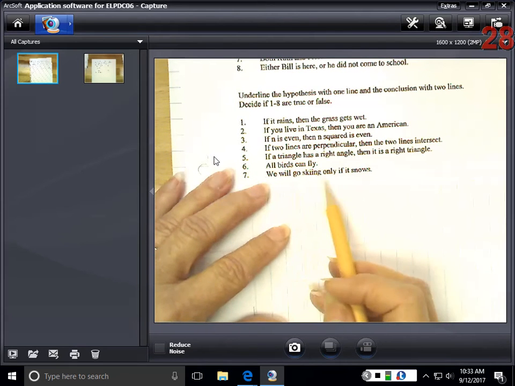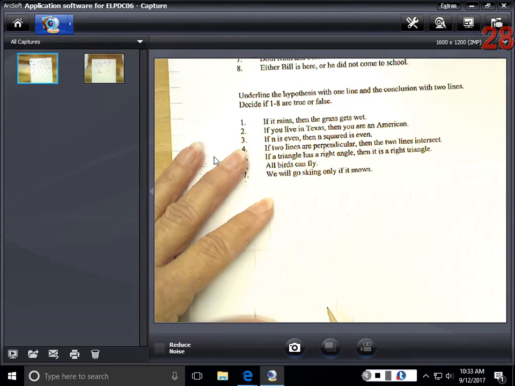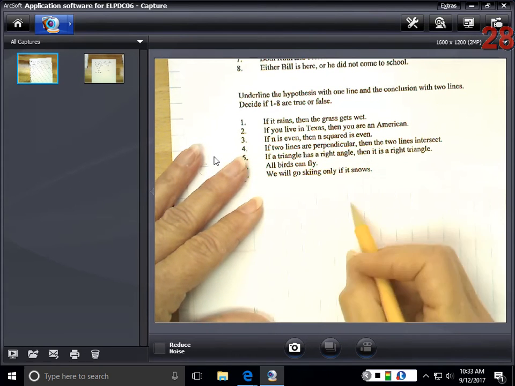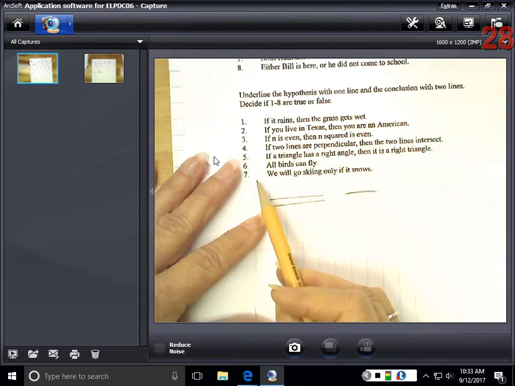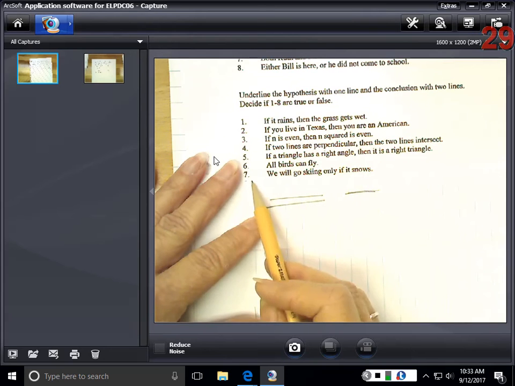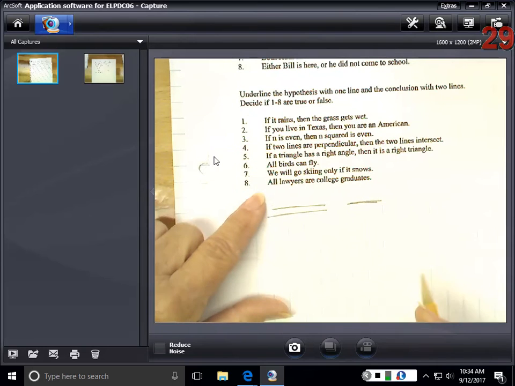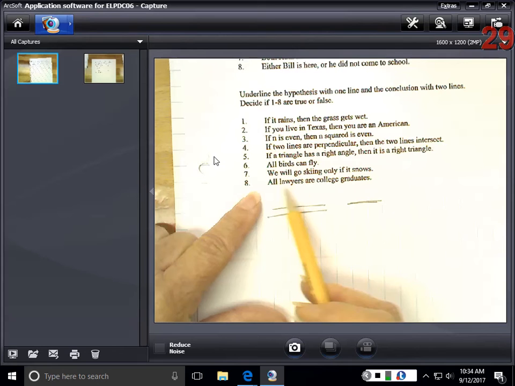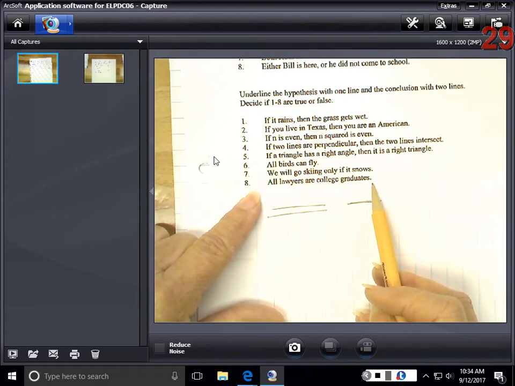We will go skiing only if it snows. Which part is the hypothesis of this? If it snows. This one is the hypothesis, this one is the conclusion. You would have to add a then right there, wouldn't you? If it snows, then we will go skiing. That one was tricky to catch you. All lawyers are college graduates. That one is if a person is a lawyer, then he or she is a college graduate. False. More than likely, you're not going to get a law degree unless you've been to college.